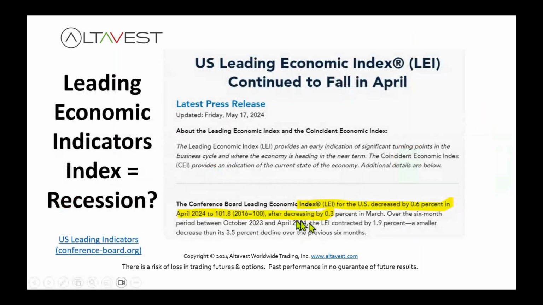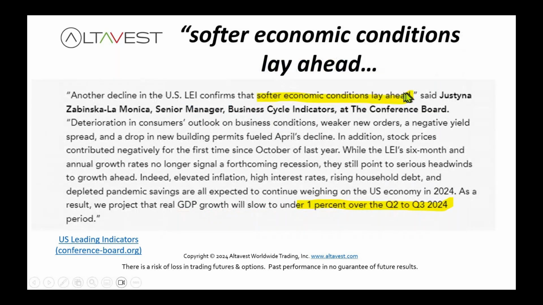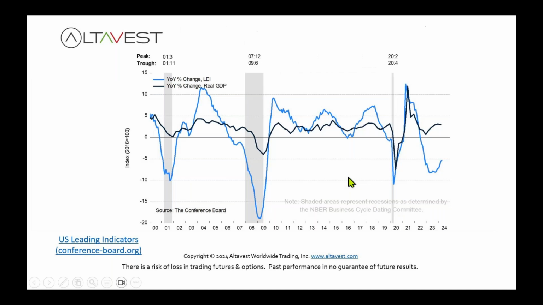Keep in mind the economy. I've been thinking we might turn recessionary anytime now for like a year, and that's according to the leading economic indicator index from the Conference Board. It decreased by 0.6% in April after decreasing by 0.3% in March, so it's much worse than expected. They say softer economic conditions lay ahead, with GDP growth slowing to under 1% this year. So we'll see. Here's where we are right now.